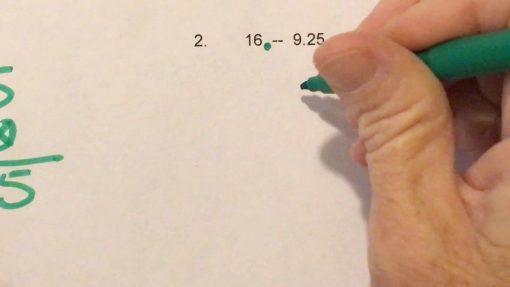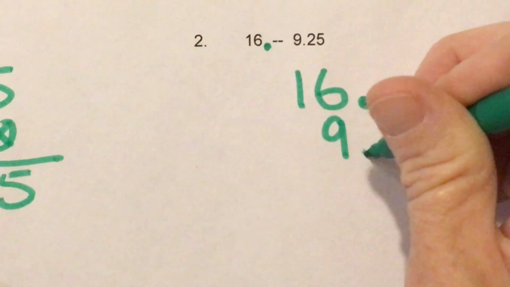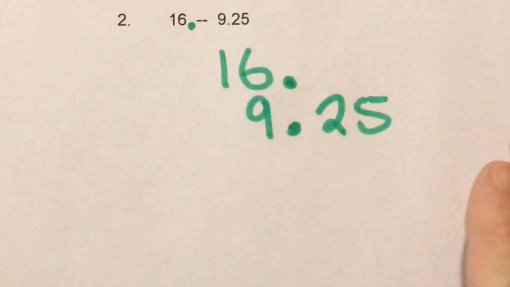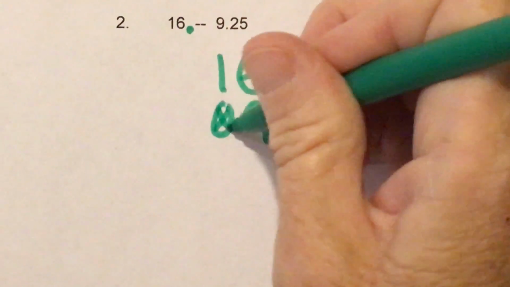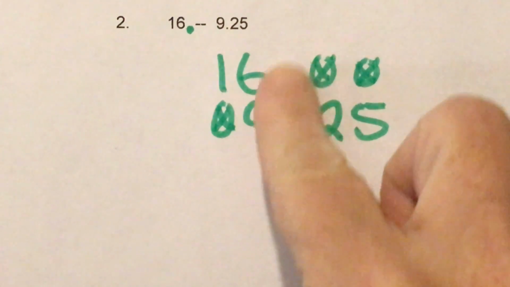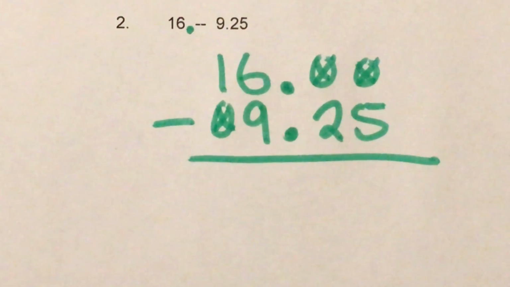Okay, let's try another one. Step 1 is I'm going to add a decimal to the end if needed. Well, the 16 doesn't have a decimal, so it needs to go to the end. Step 2 is I'm going to set up my problem, being sure to line up my decimals. Step 3 is I'm going to add zeros to kind of create a box and pay close attention how everything's lined up. Step 4 is I'm going to subtract.